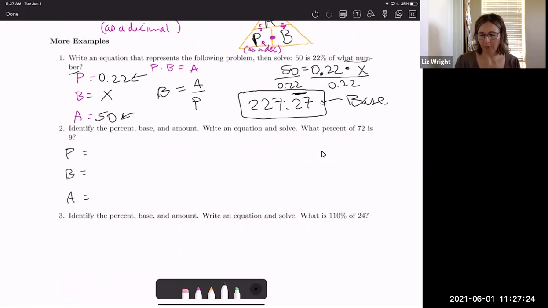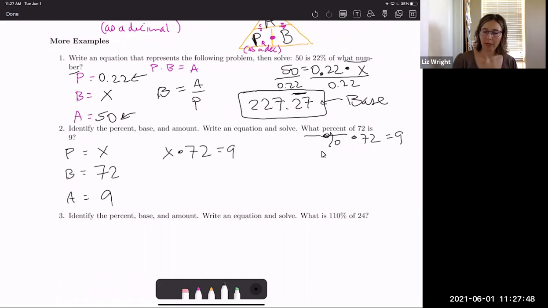Write an equation and solve. What percent of 72 is 9? So what are we looking for on this one? This time we're looking for the percent. The percent is our unknown. So this is X. Our base is 72. Our amount is 9. So we've got X times 72 equals 9.